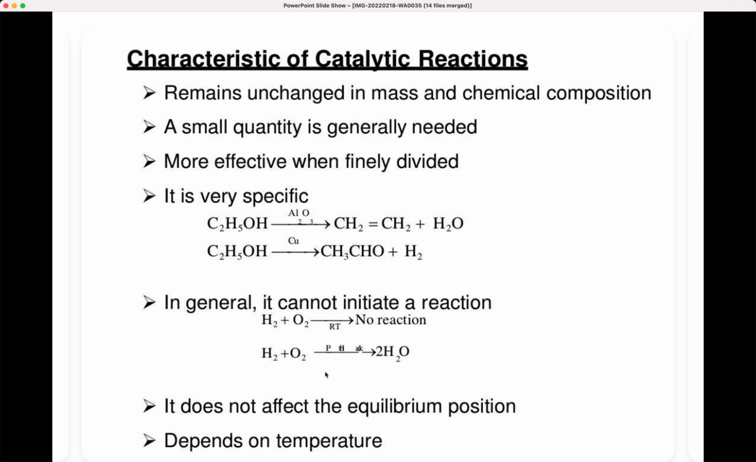But mostly, when a catalyst is added to a reaction, as I have already said, it just lowers the activation energy barrier and thus helps in speeding up the reaction. And normally a catalyst does not affect the equilibrium position, and it also depends on temperature. So these are a few characteristics of catalytic reactions.